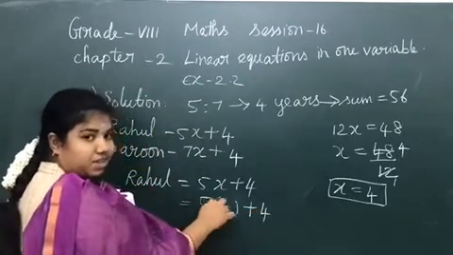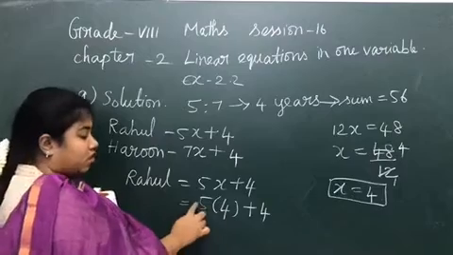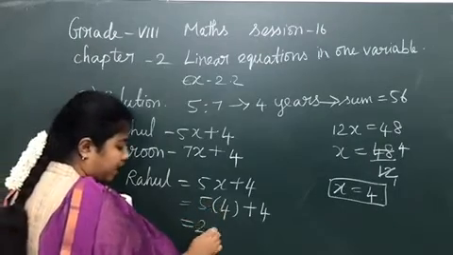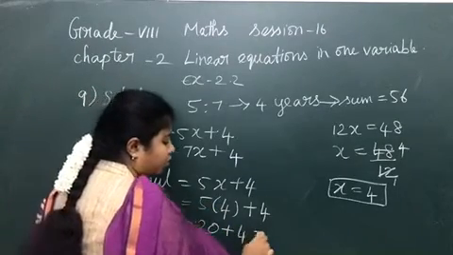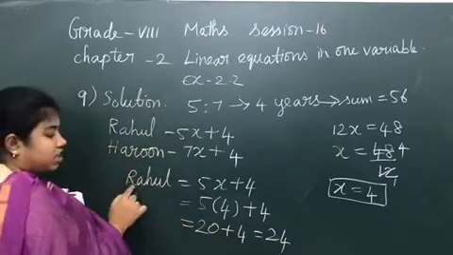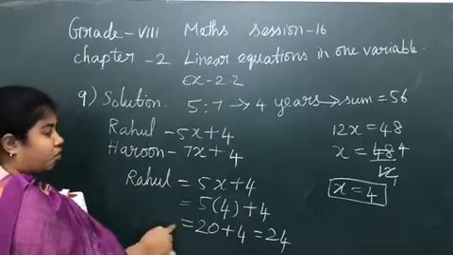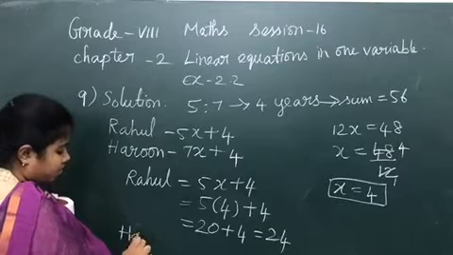This means bracket means multiplication. So 5 into 4 is 20. 20 plus 4 is equal to 24. What is the age of Rahul? It is 24. What is the age of Harun?